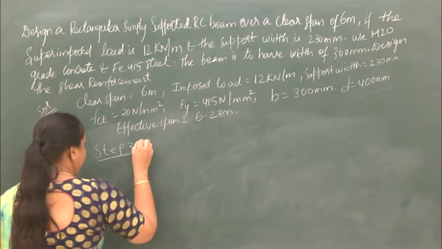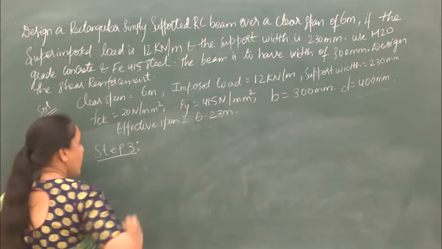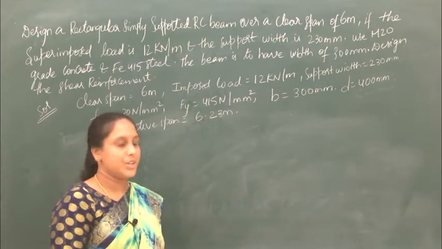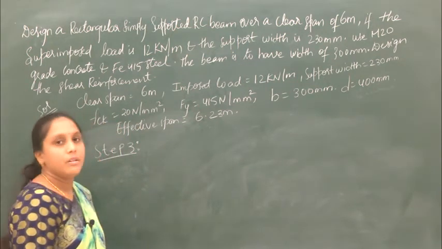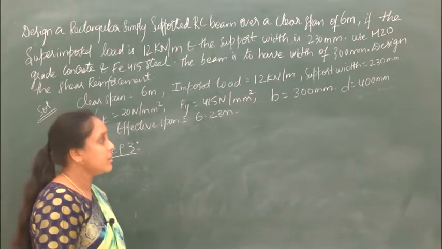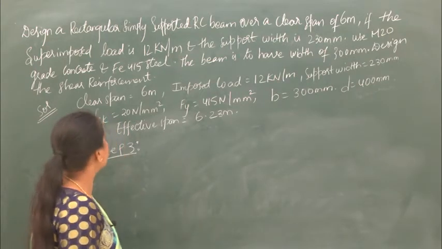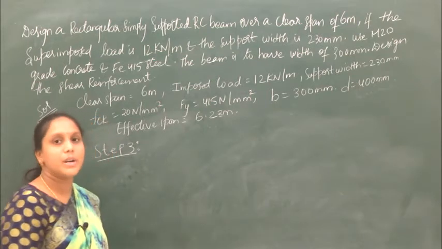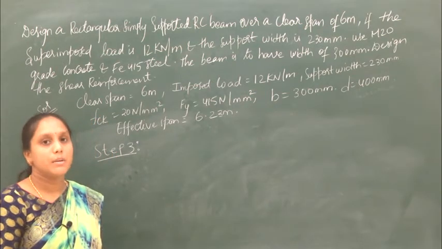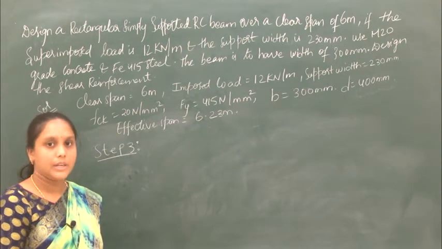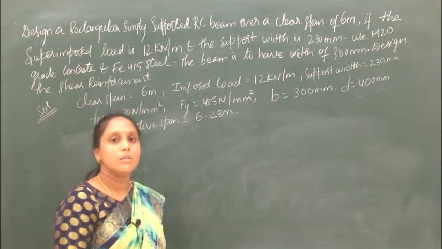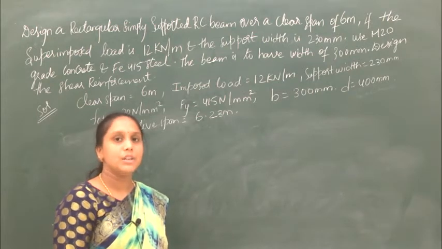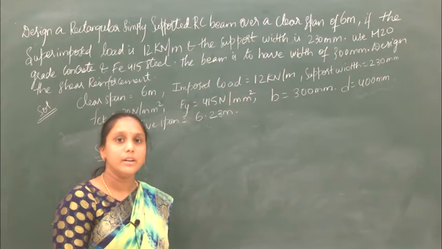In step 3, we have to calculate the factored bending moment and the factored shear force. So what is the formula for the factored bending moment? Here, what is the load given? It is 12 kilonewton per meter. So the factored bending moment can be calculated by WL square by 8. But here W is nothing but the factored load. That is, the factored total load has to be calculated first.